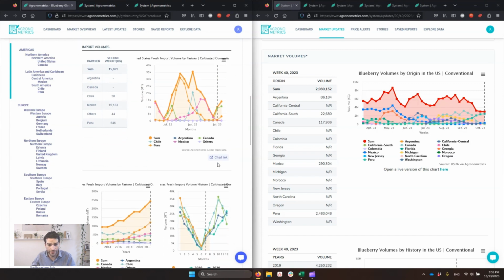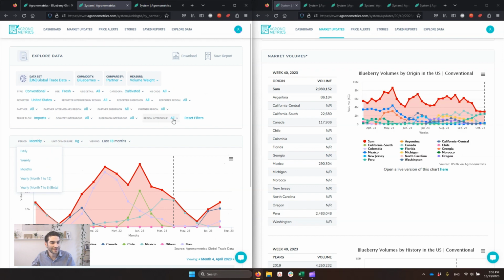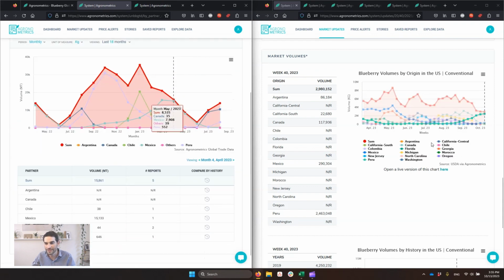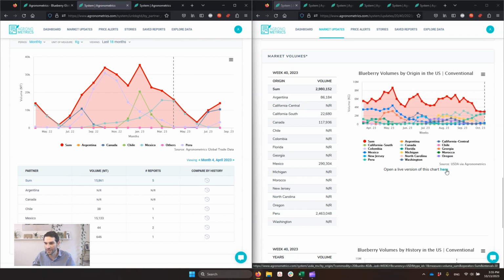So the way that we're going to do this is clicking on this chart link, which we make available through the global trade data in this cool little button. And that takes you to our data navigation tool. We have the same information available for the USDA. So we're going to click this to open a live version of this chart.